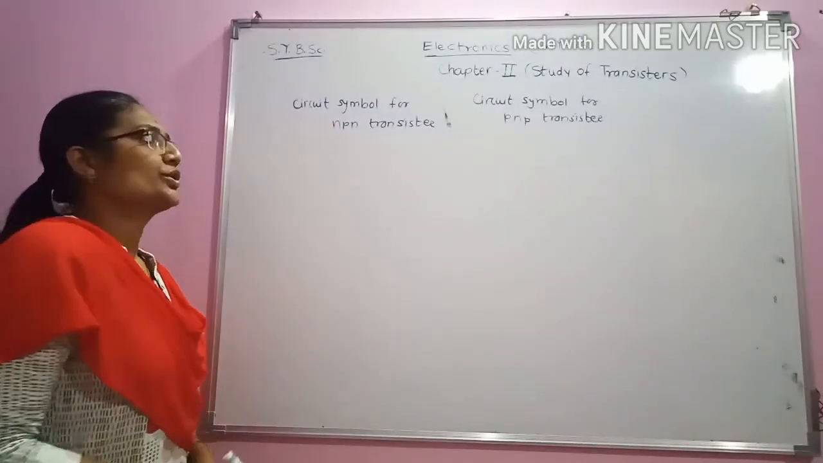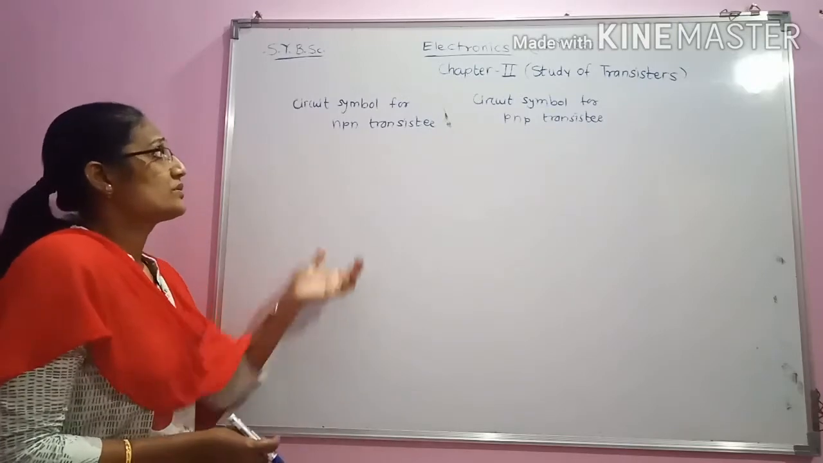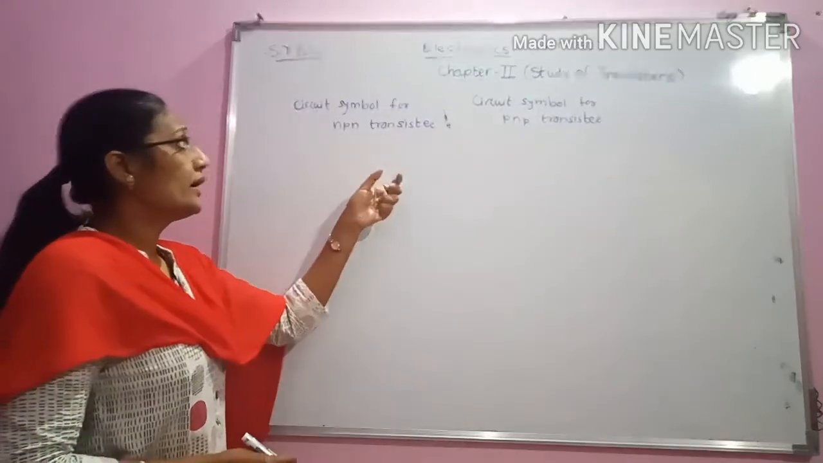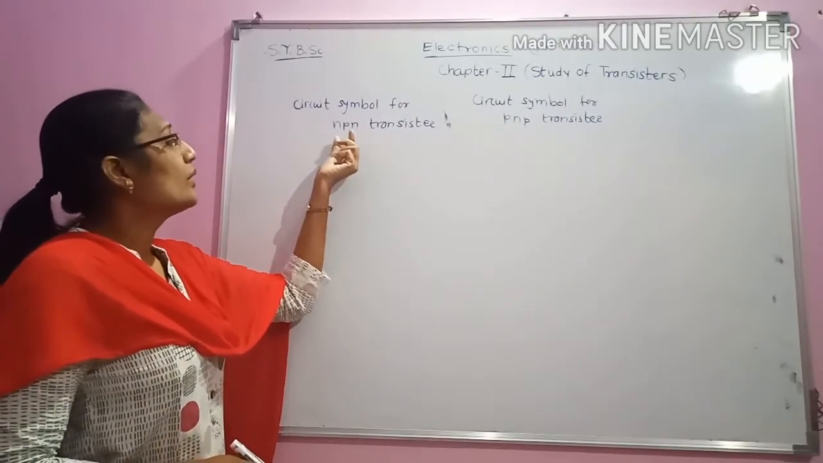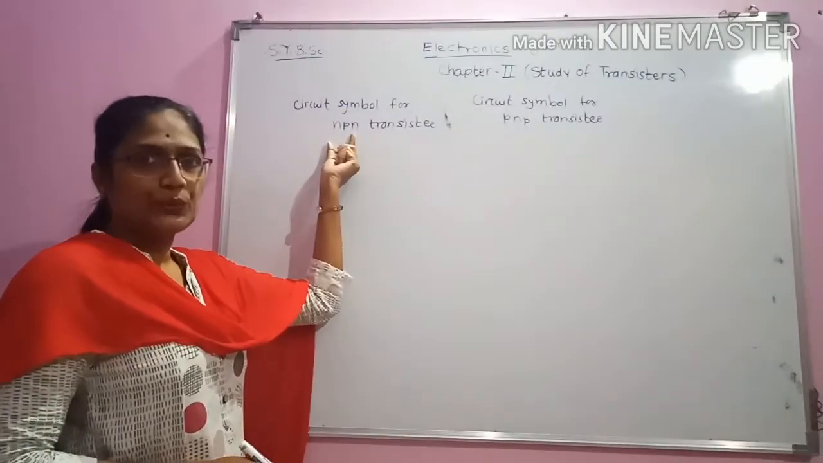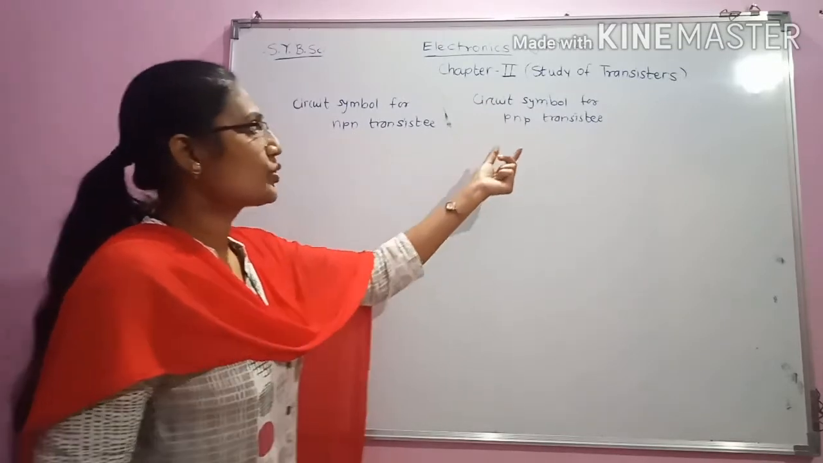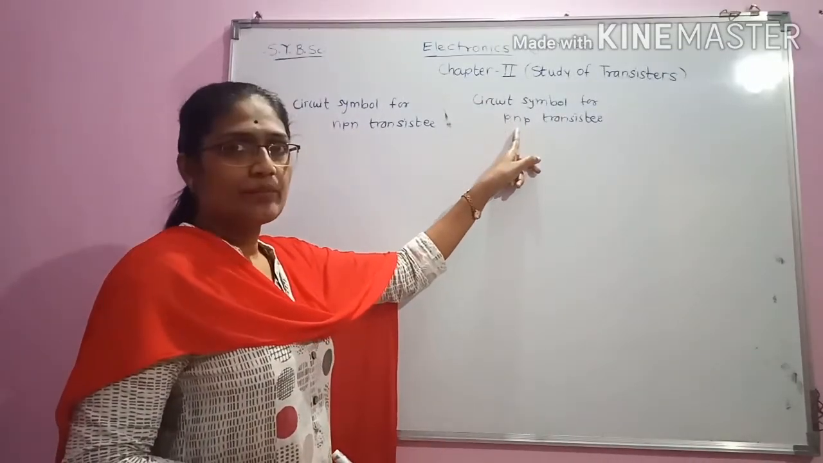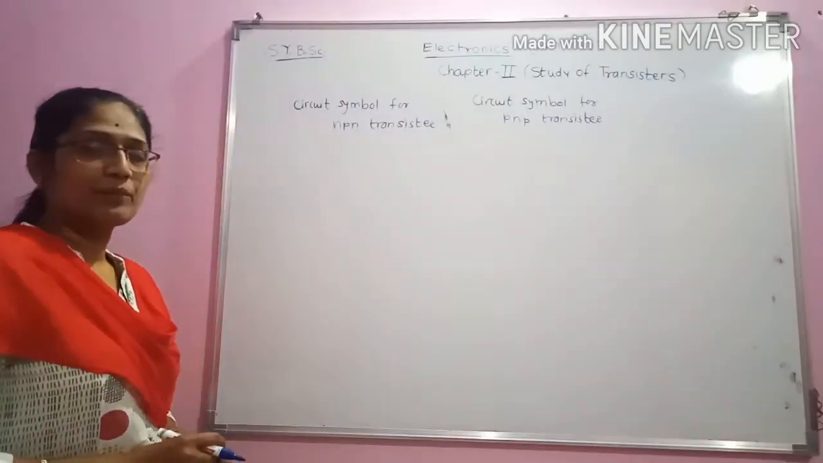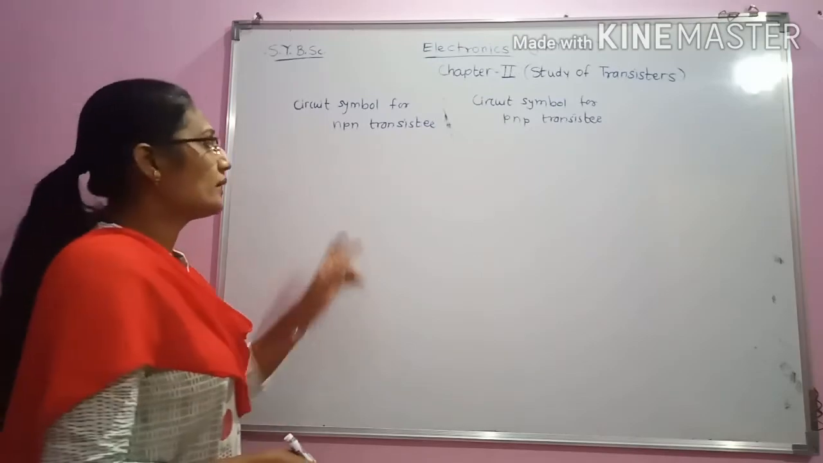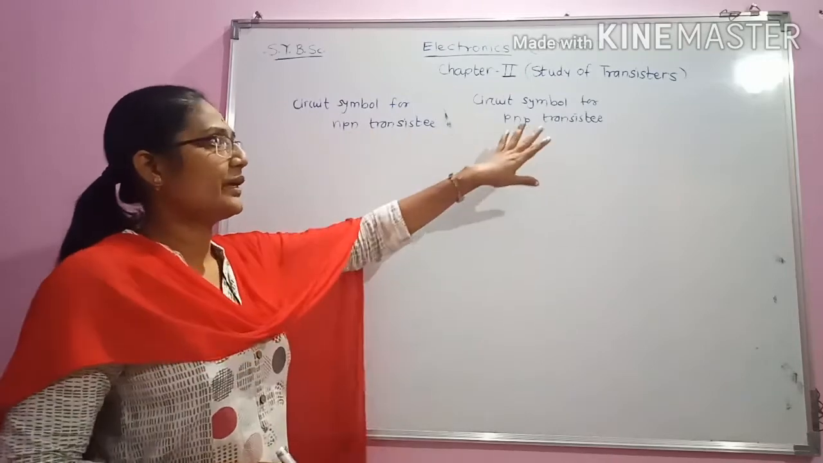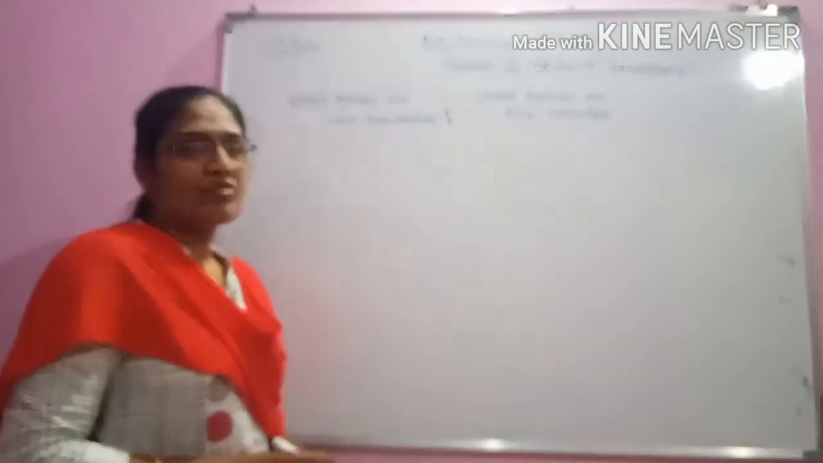During our last lecture, we saw how to construct an NPN transistor and how to construct a PNP transistor. In the case of an NPN transistor, a p-type semiconducting material is sandwiched between two n-type materials, and in the case of a PNP transistor, an n-type semiconducting material is sandwiched between two p-type semiconducting materials. Thus, two diodes are created inside the NPN transistor and two diodes inside the PNP transistor.